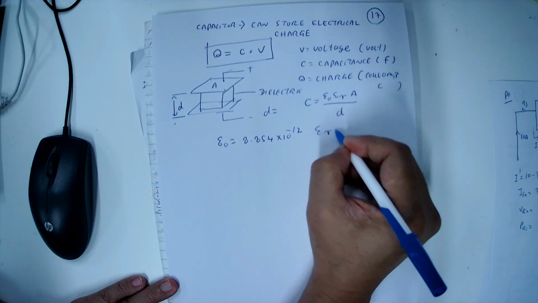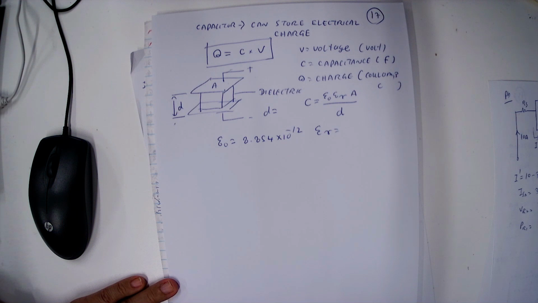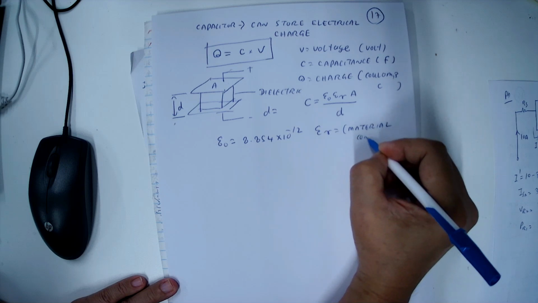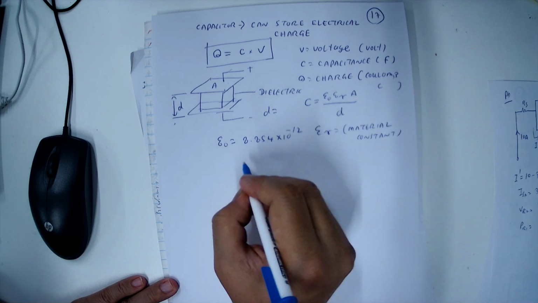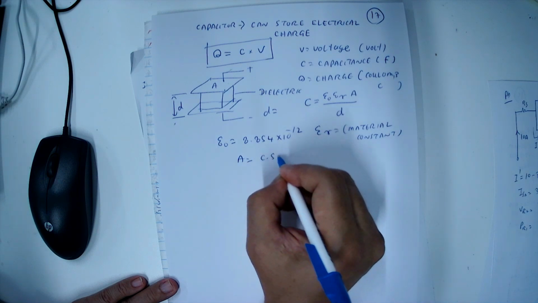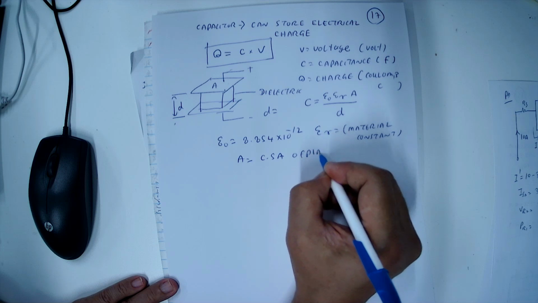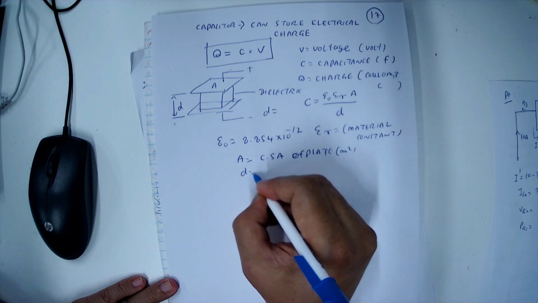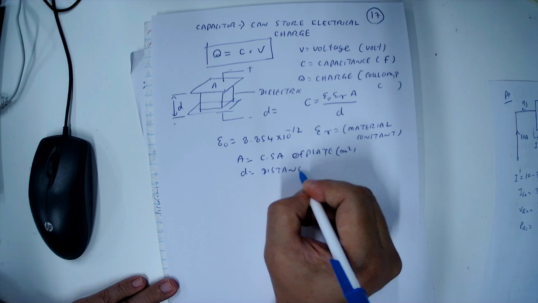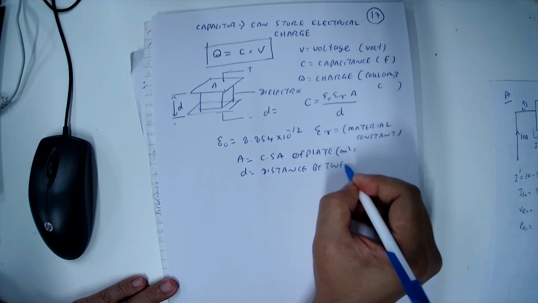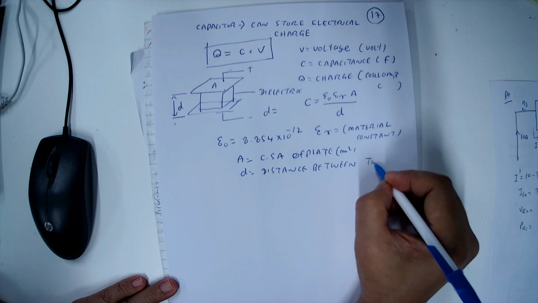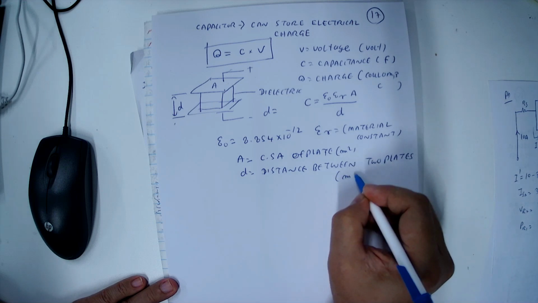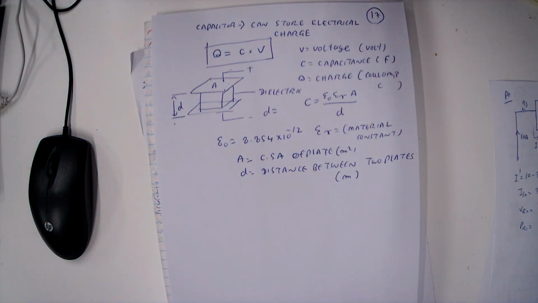ER is the relative permittivity, depending on the material. A is the cross-sectional area of the plate, so the unit is meter square. D is the distance between two plates, so the unit is meter. So this is the equation to calculate the capacitance value.